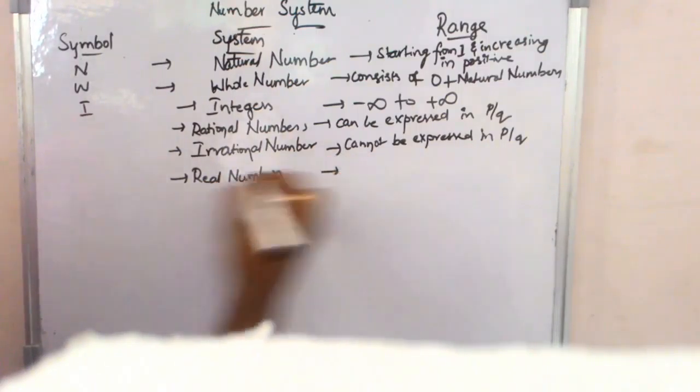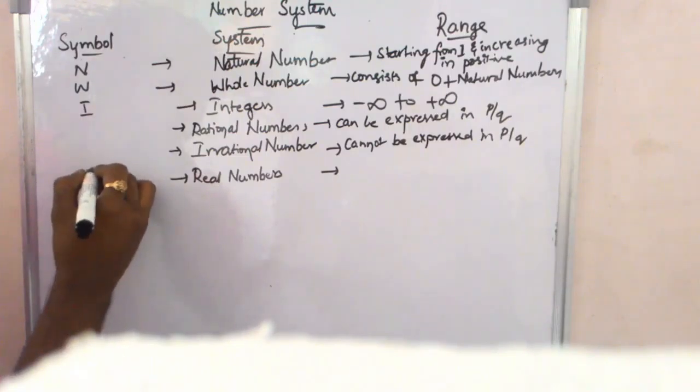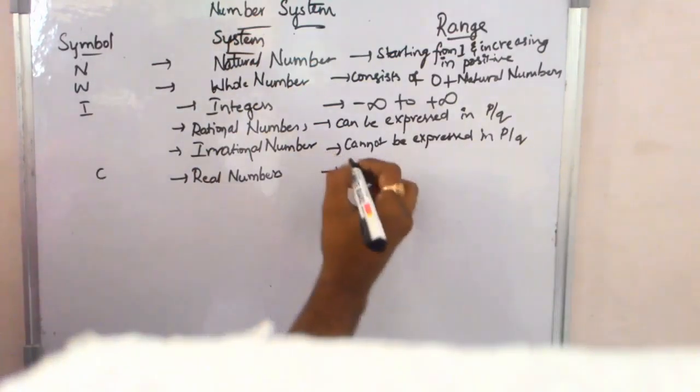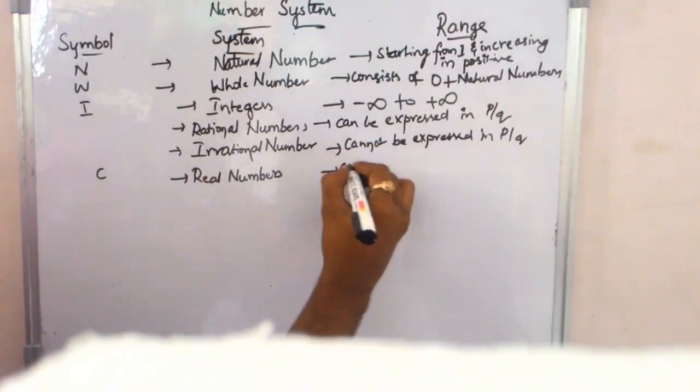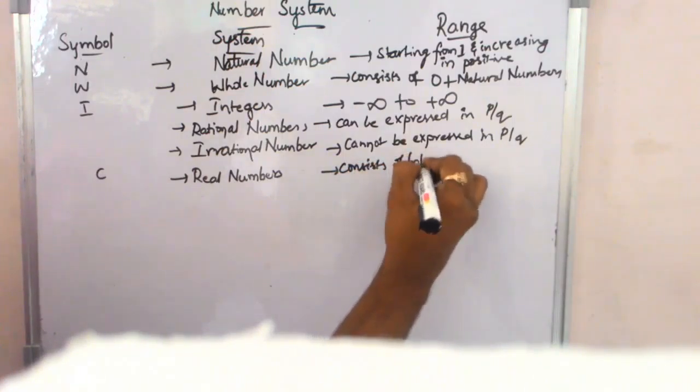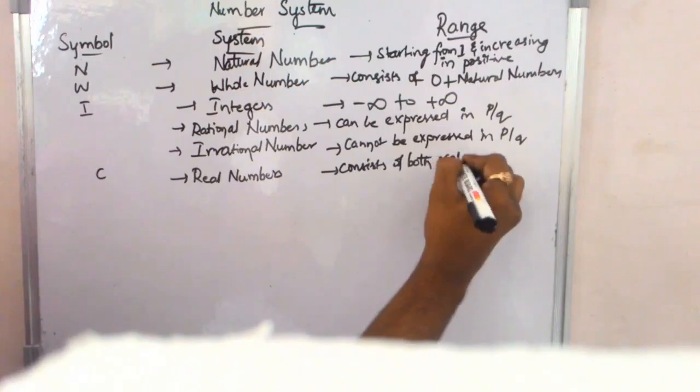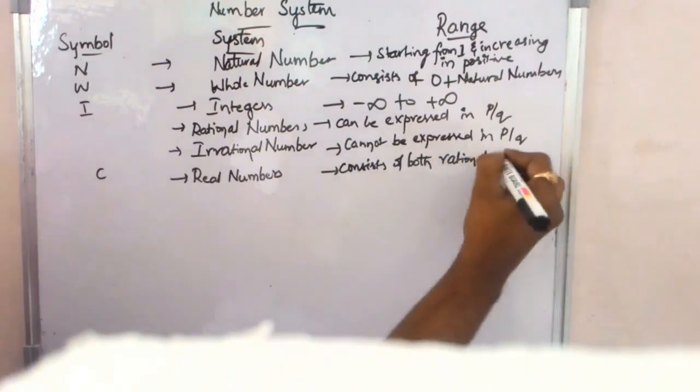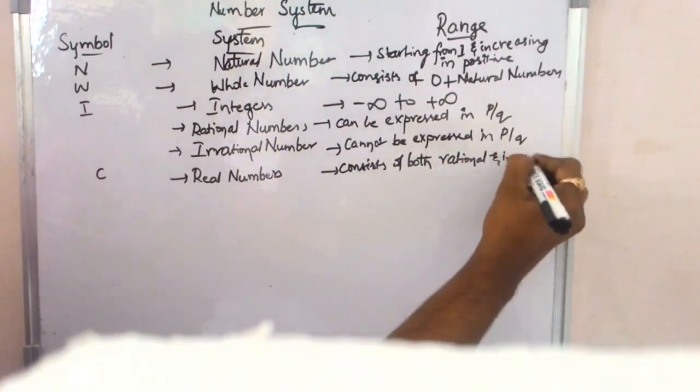More or less, remember that 22 by 7 is a rational number, but pi is an irrational number, because the exact value of pi goes like 3.141 and so on, a very long number. Hence pi is an irrational number, but 22 by 7 is a rational number because it can be expressed in the form of p by q.